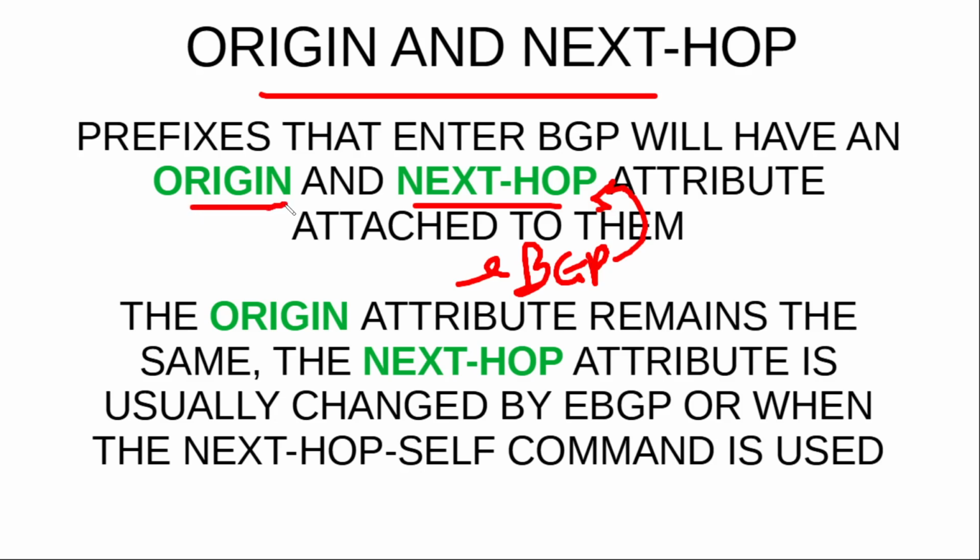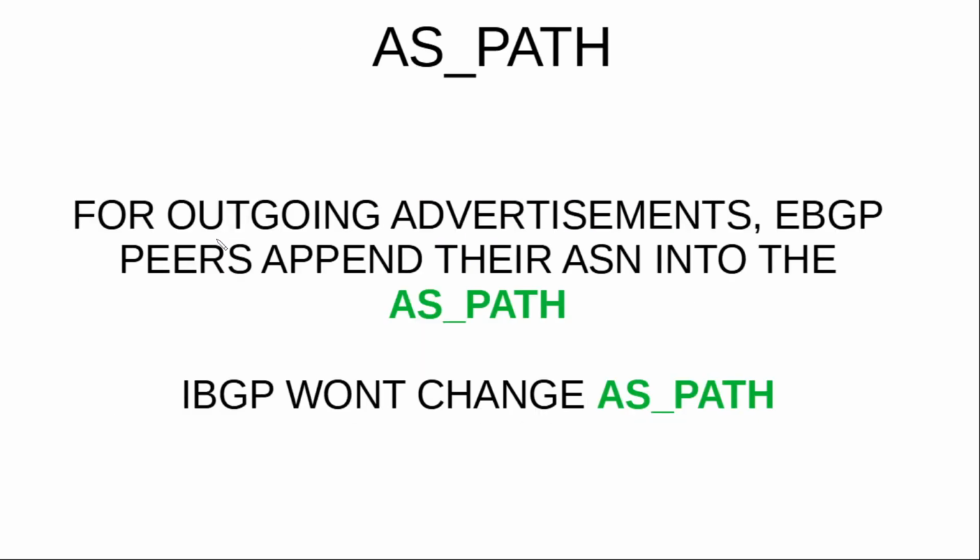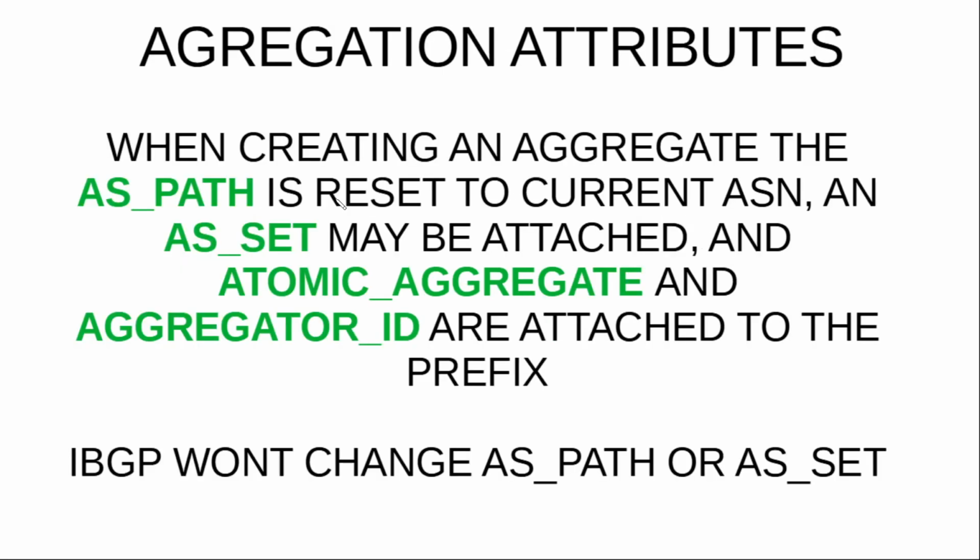However, the origin is not changed. It depends on whether we use the network command, the redistribution command, or the aggregation command, where this value will be chosen from. The AS path is a list of the autonomous systems through which a certain prefix has been advertised.